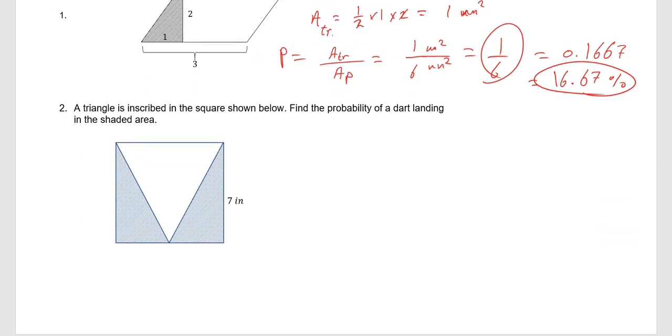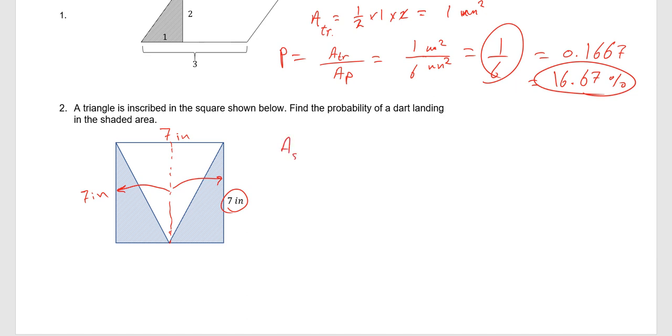Last exercise, we have a triangle inscribed inside the square shown below, of side 7 inches. Find the probability of a dart landing in the shaded area. Since this is a square, this side is also 7 inches, and the height of the triangle from the vertex to the base is also 7 inches, because it's the same as this side or this side, which are both 7 inches. So in this case, we need to find some areas.